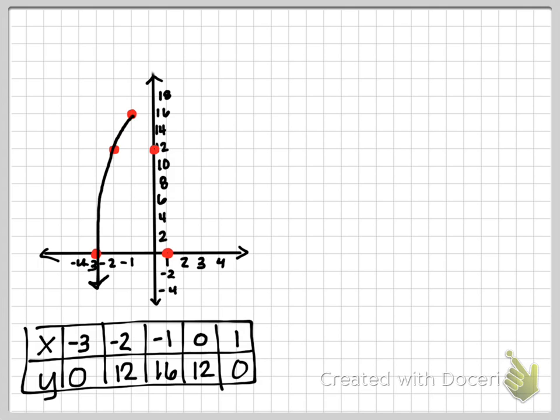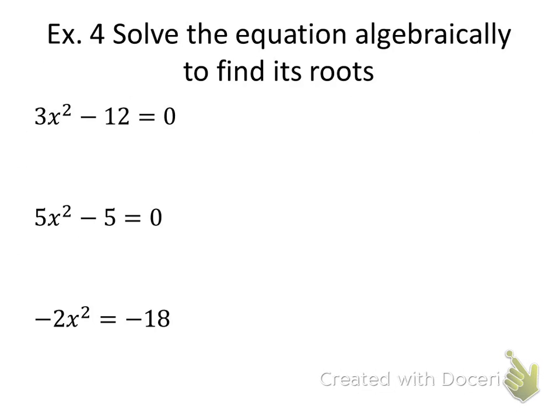Okay. If I were to ask you what the roots were, what are the roots, Carlos? 1 and -3. Very good, because that's where my graph crosses the x-axis. Okay, so the last thing that we are going to do today is solve the equation algebraically to find its roots. Now, this time, they don't give us a graph where we can just look at it and say, oh, the x crosses the axis there. And they don't tell us to graph it to find the roots. They say solve it algebraically, which is actually good news because that means I can do this pretty quickly.